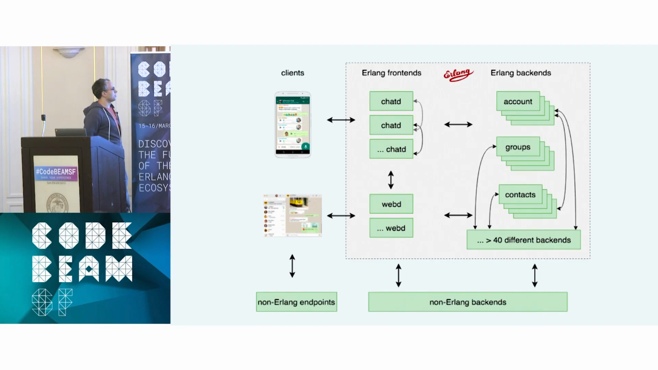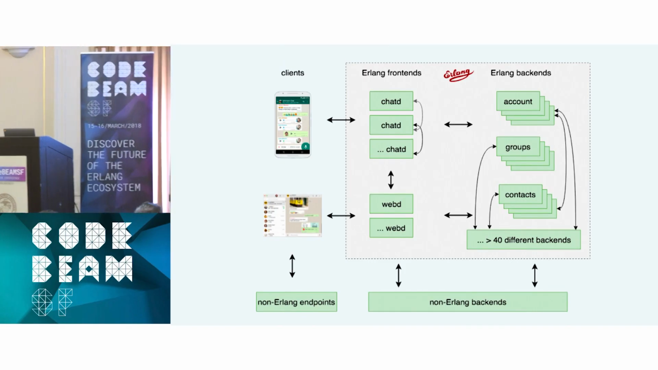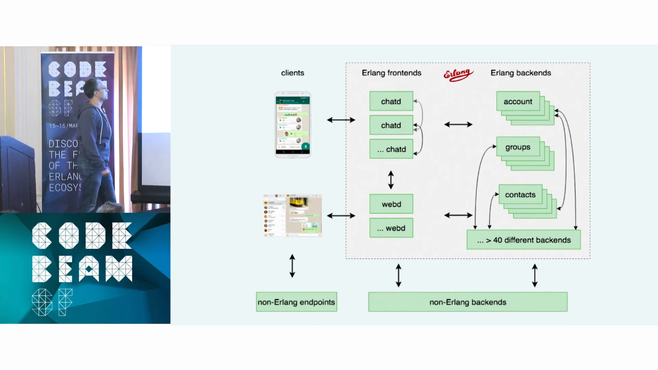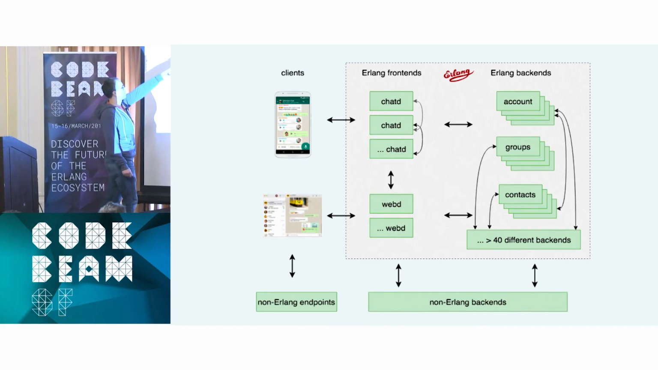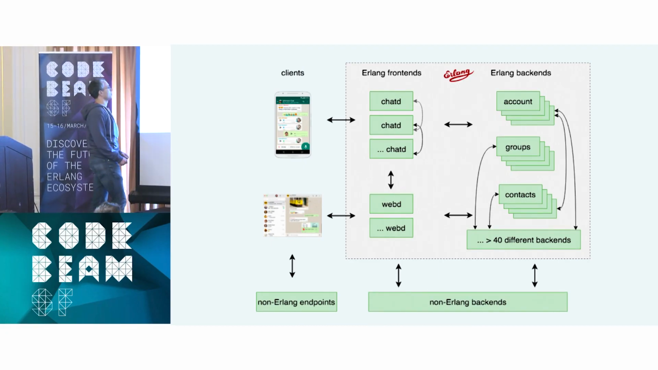This is a high-level diagram of what our architecture looks like, and it hasn't changed. The Erlang part of it hasn't really changed in probably 5 or 6 years. So we've been running like that for a while. This gray rectangle over here represents a large geographically distributed Erlang cluster, and the green rectangles inside of it are Erlang nodes.